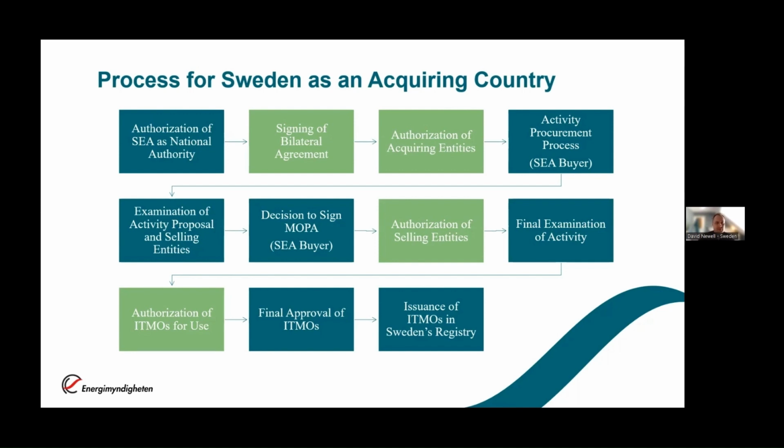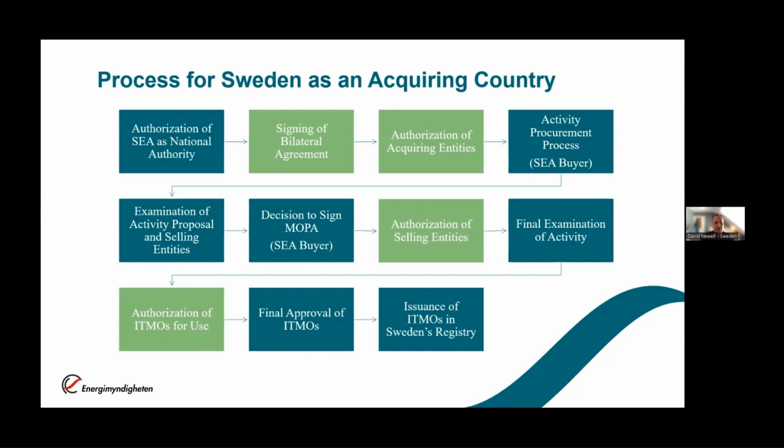The first authorization would occur in the form of a bilateral agreement between Sweden and the host country. The second would be the authorization of acquiring entities. So you might have, for example, a private company in Sweden that wants to invest in a project in a host country. They need to be authorized, and we need to be able to look at them. It's a simple process of perhaps just looking that they're a registered company and that they are solvent. We run a credit check on them, and then they can be an acquiring entity for multiple different activities within a bilateral agreement.